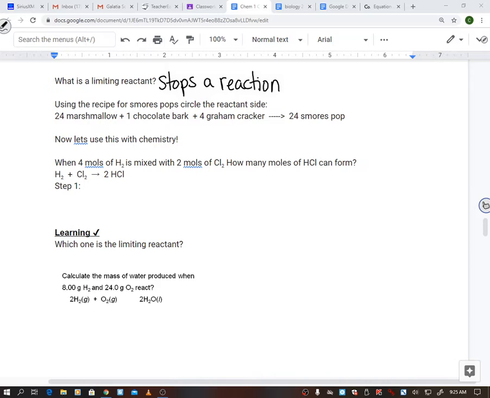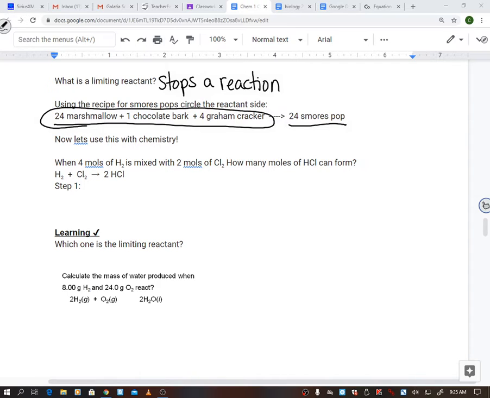So using the recipe for s'mores pop, circle the reactant side. So guys, the reactant side is always going to be on the left of the arrow. So basically, if I have these three ingredients that react, or I put together, then I'm going to make or produce my product, which would be 24.